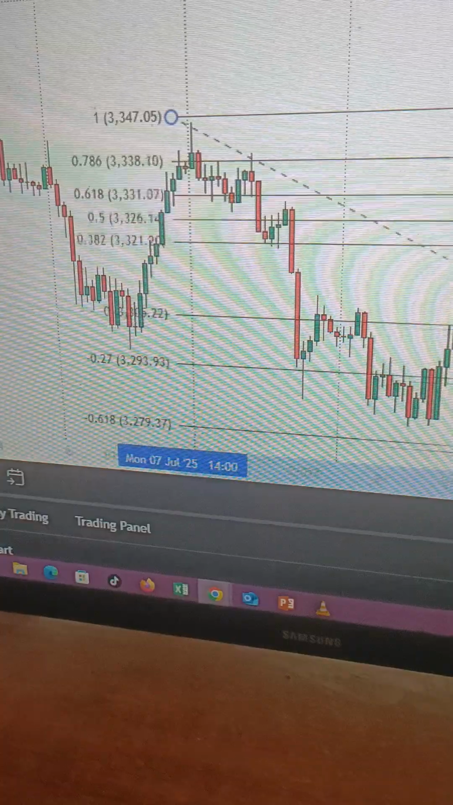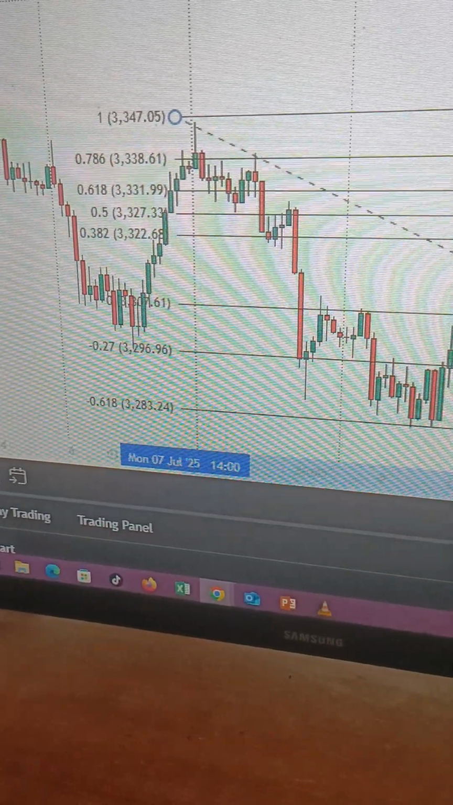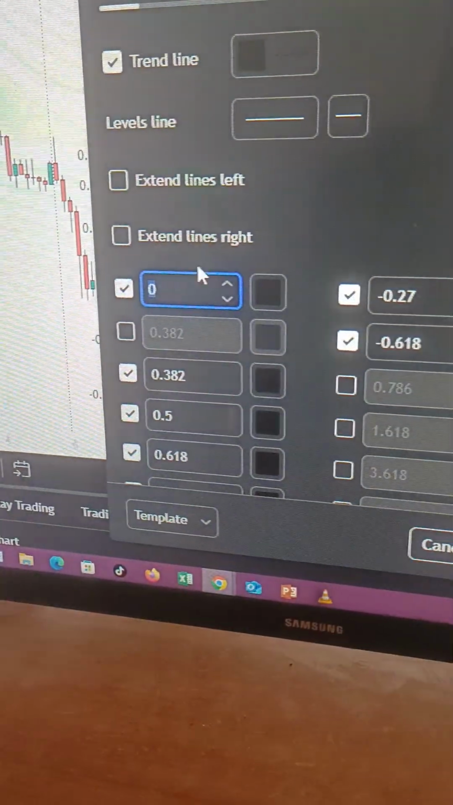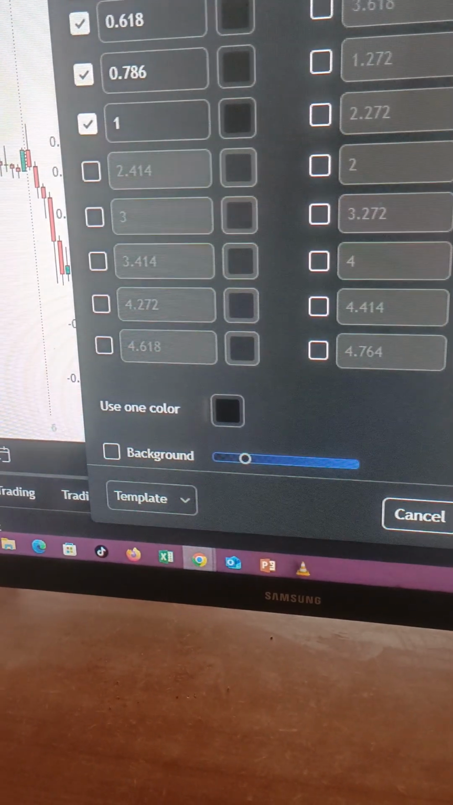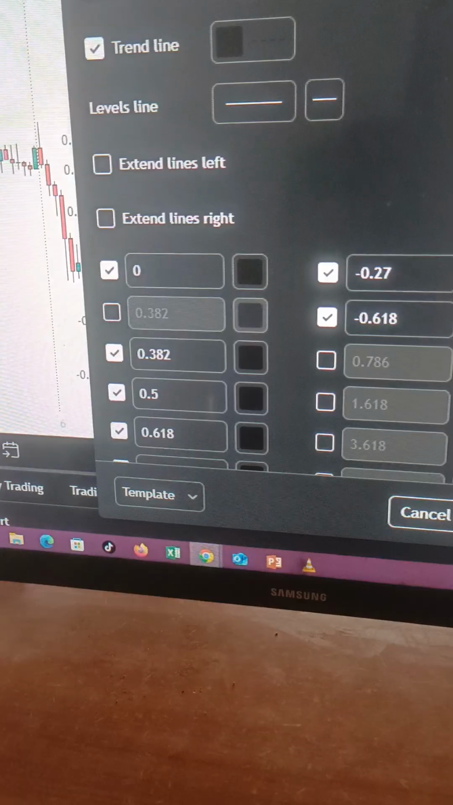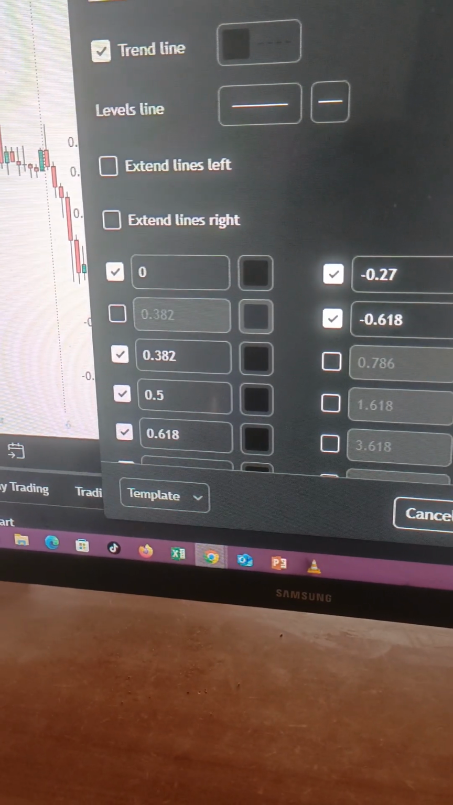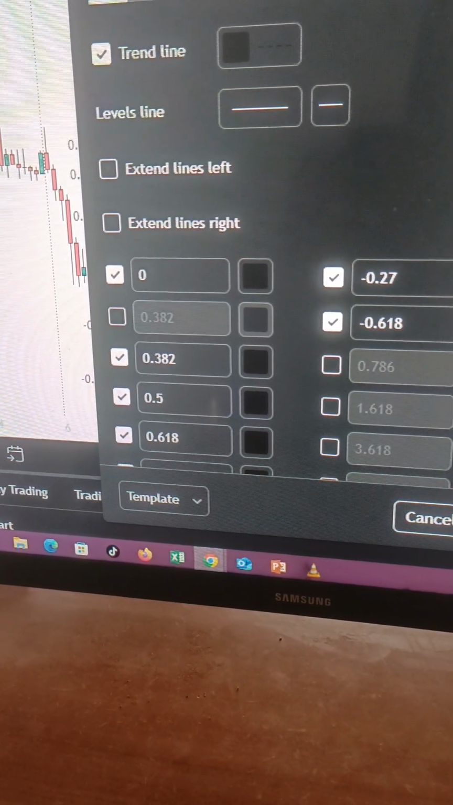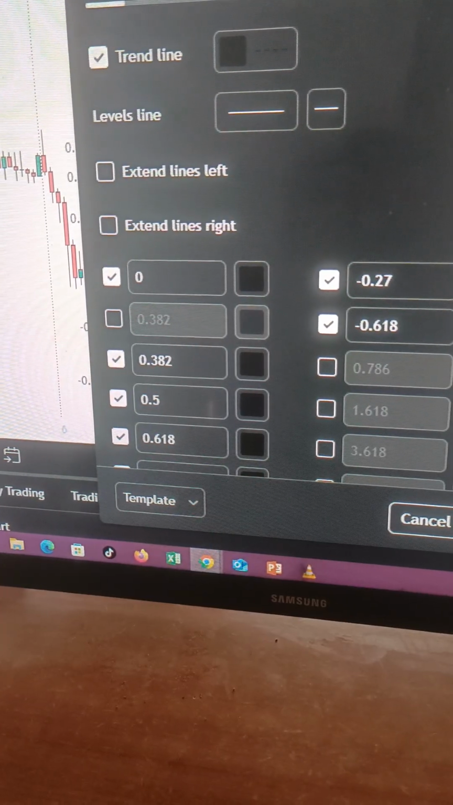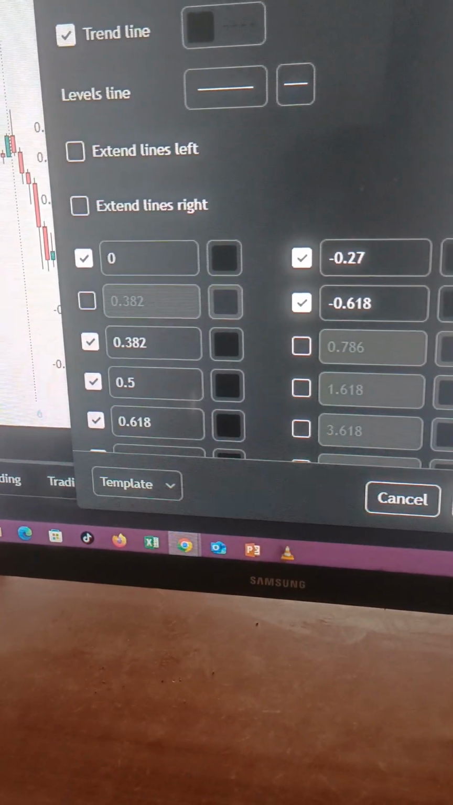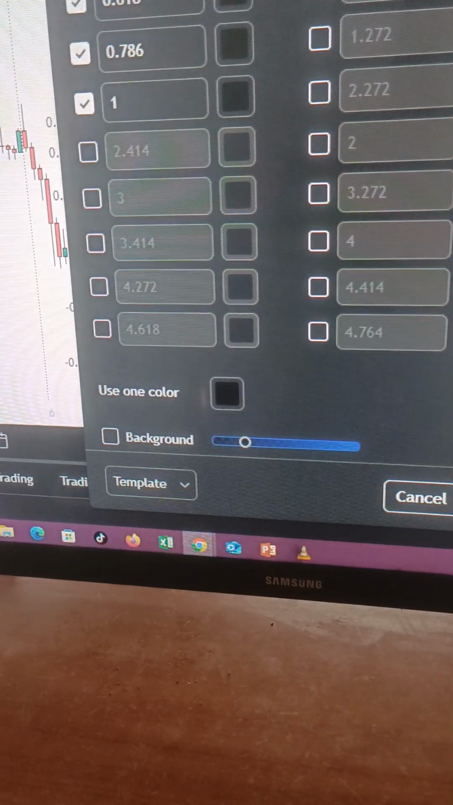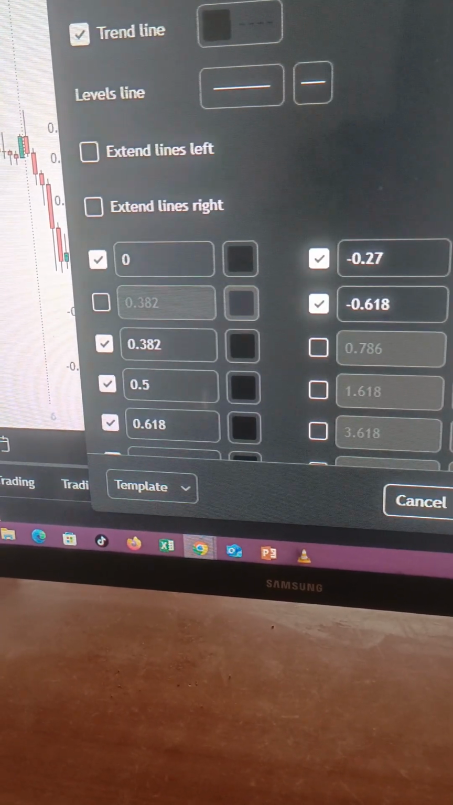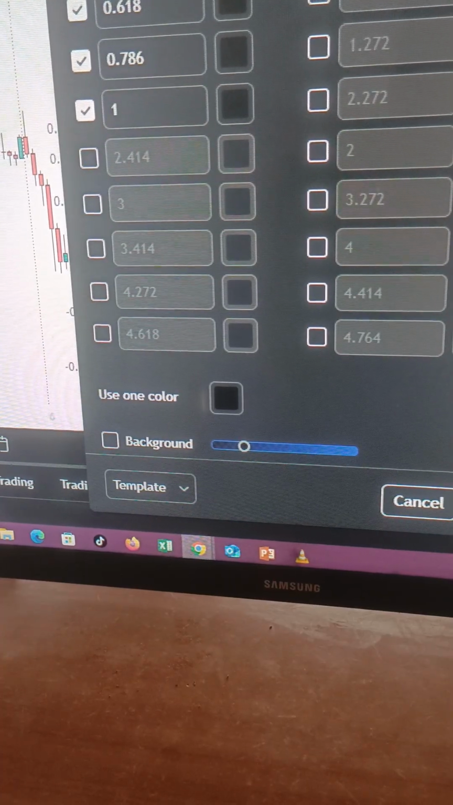I want you to look at my settings. I really hope they are visible. They are well. Okay, I can scroll. Since I'm not able to, I hope you can see.